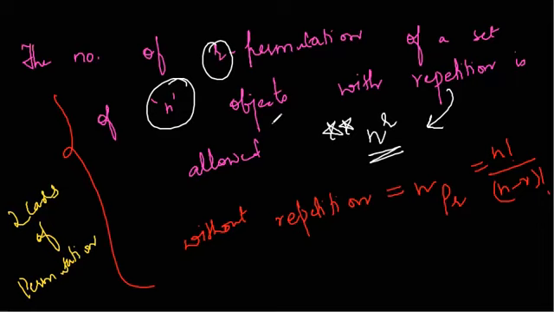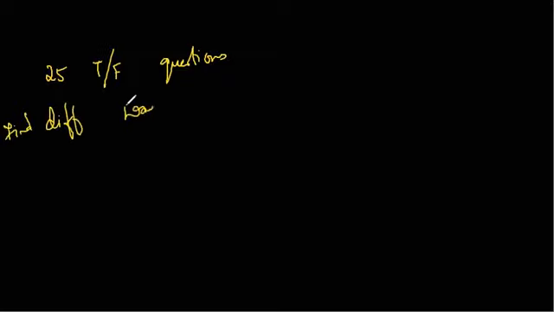Now, apart from this, the other example is: suppose you have 25 true or false questions in an examination. Find the different ways a student can write the examination if he or she can also choose to leave the answer blank. So apart from true or false, we can also leave the question blank. What are the different ways one can answer the questions?